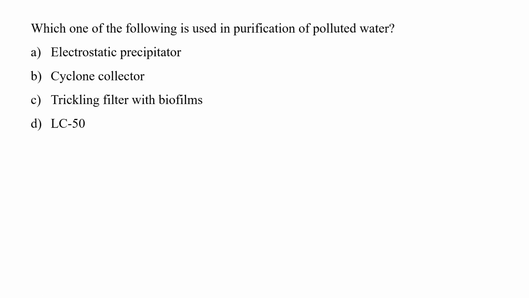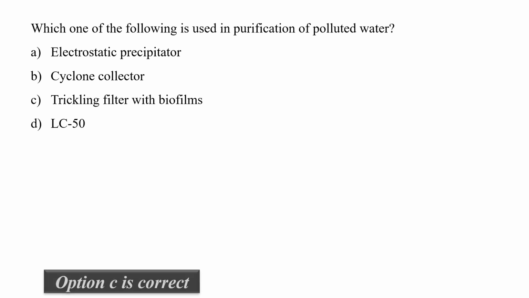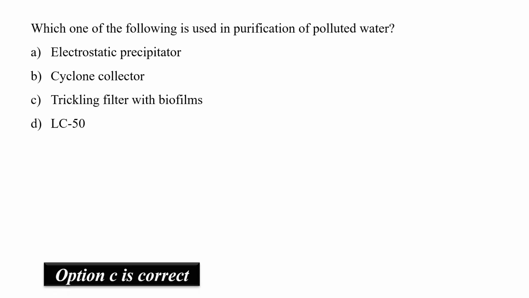The question is, which one of the following is used in purification of polluted water? Four options are given. The trickling filter with biofilms is used to treat polluted water. What it does is utilize microorganisms attached to a medium to remove the organic matter from the wastewater. It is an aerobic treatment system. It also uses some bacteria like Pseudomonas and Flavobacterium in this treatment. So the correct option is option C, trickling filter with biofilms.